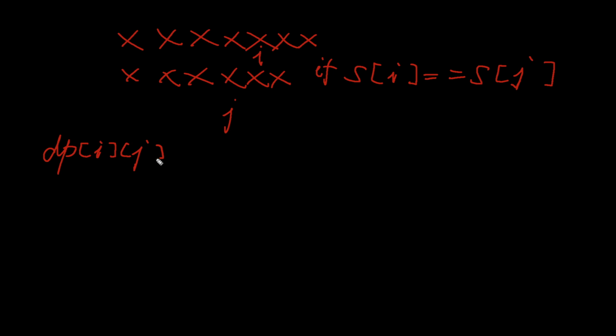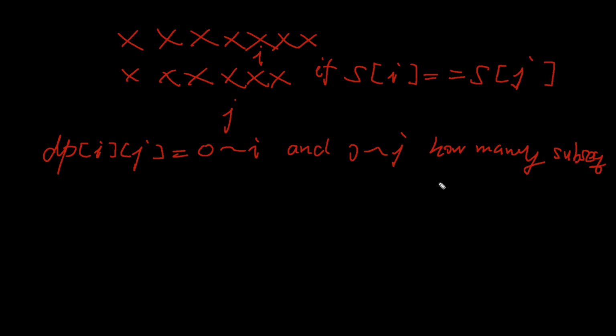So we have DP[I][J], which equals the number of subsequences of S from 0 to I that equal T from 0 to J. And in the end, we return DP[-1][-1] as our final answer, which means for the whole S and T.